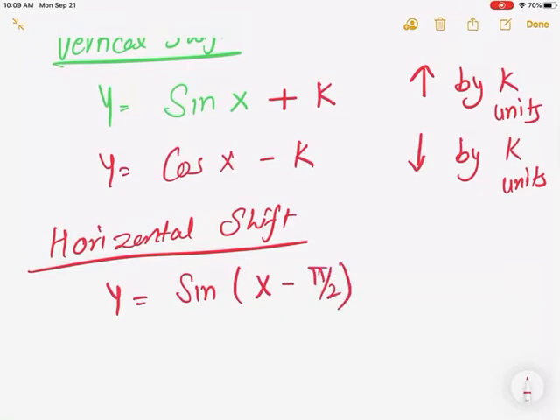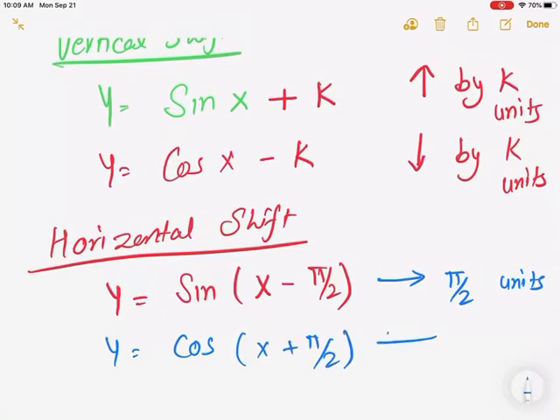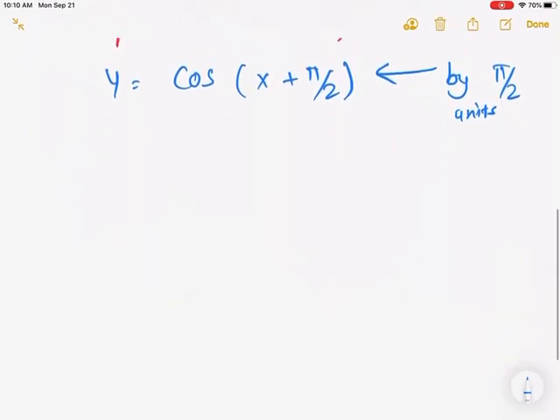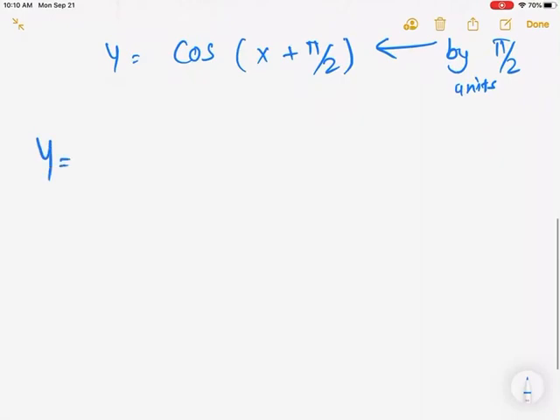Okay, anytime something is inside the parentheses, that describes the horizontal shift. It always goes opposite the sign. So minus means it would go to the right by pi over 2. So let's say I have cosine of x plus pi over 2, it means it would go to the left by pi over 2. So that's how we identify each shift in the function. So let's look at a few examples. First example, I'll do it on vertical shift.